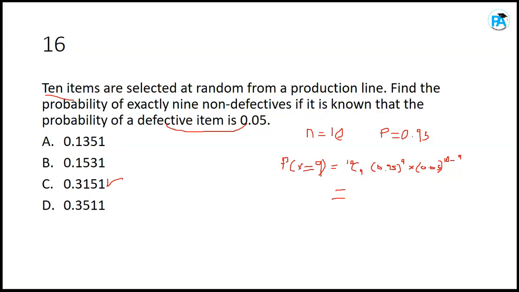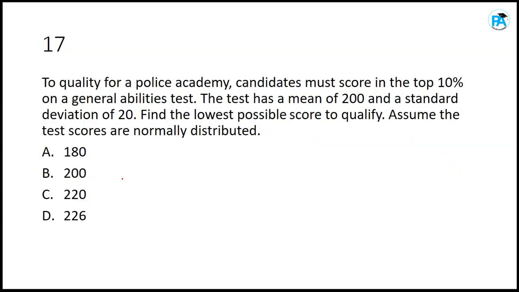0.3151. So let's proceed. Question 17 says, to qualify for a police academy, candidates must score in the top 10% on a general abilities test. Now, the test has a mean of 200 and a standard deviation of 20. Find the lowest possible score to qualify. Assume the test scores are normally distributed.